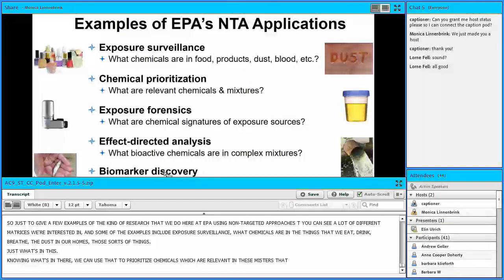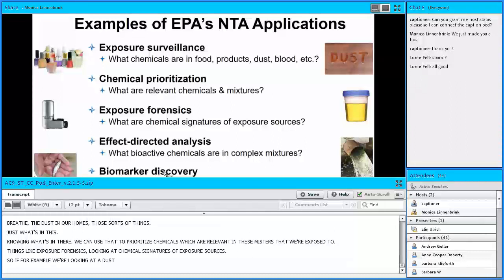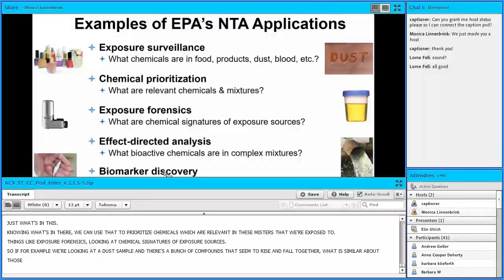Things like exposure forensics, where we're looking at chemical signatures of exposure sources. So if, for example, we're looking at a dust sample and there's a bunch of compounds that seem to rise and fall together, what is similar about those chemicals? Can that lead us back to a source that we might be able to mitigate so that people are not as exposed to those chemicals?